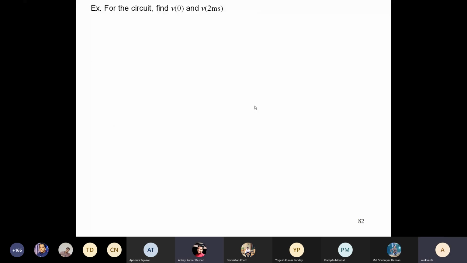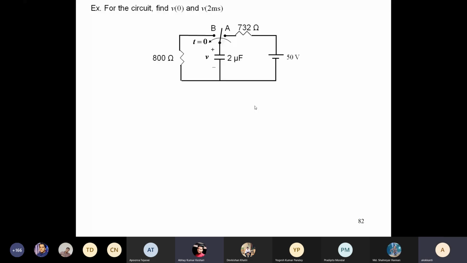Another circuit. The important thing with this type of problem is to interpret the switching. So what does this switch mean? Sir, it went from A to B. It is moved from A to B at t equal to 0. So that means for t less than 0, it was connected to A. So you know what type of circuit it will be when, for t less than 0, it is connected to A?